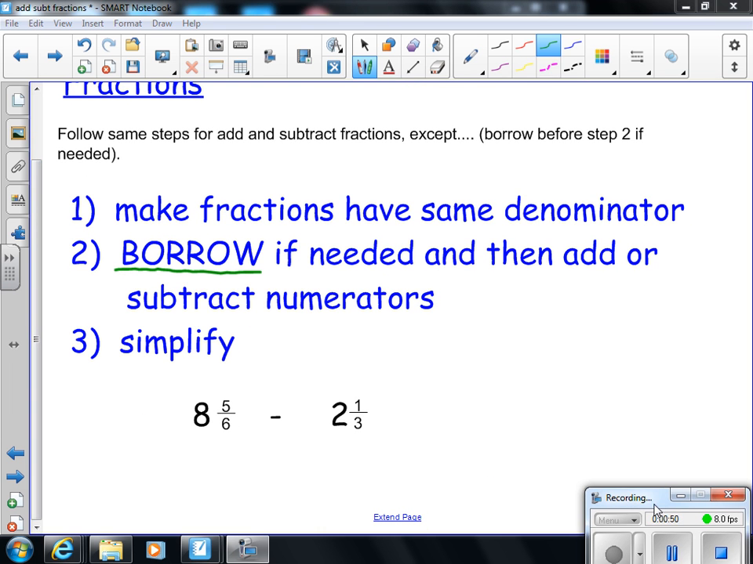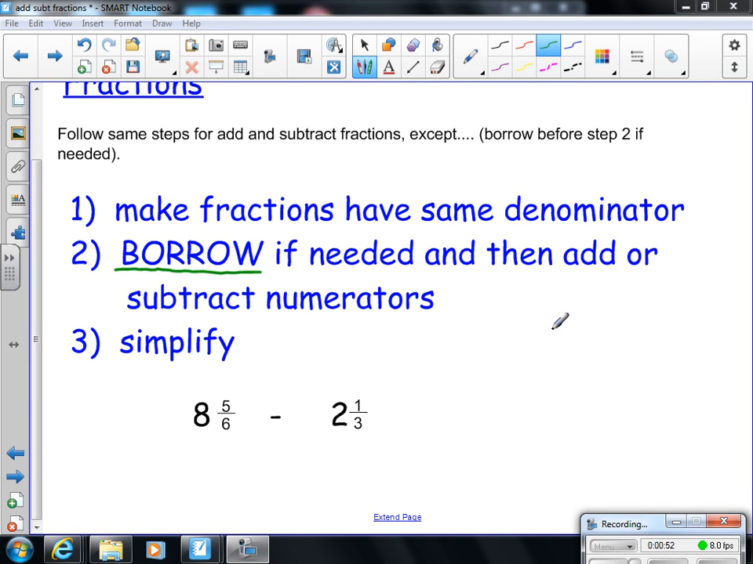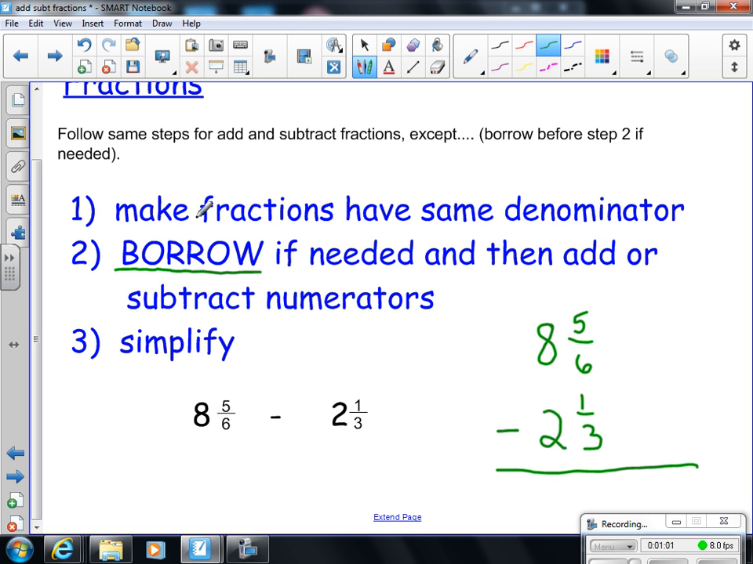Okay, so we're going to work this problem. Remember, when I subtract, I like to write them up and down. 8 and 5/6 minus 2 and 1/3. The first step formally is to make fractions have the same denominators. Do they have the same denominators? Nope, so let's make them. What will the common denominator be? 6. Good. So this will stay 5/6. Multiply both of them by 2, and this becomes 2/6.